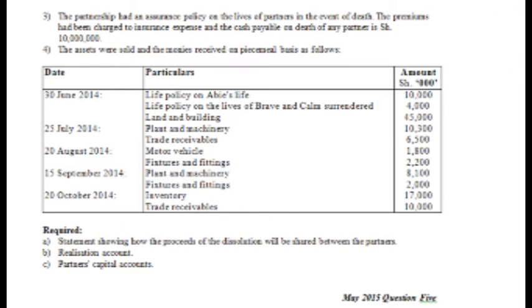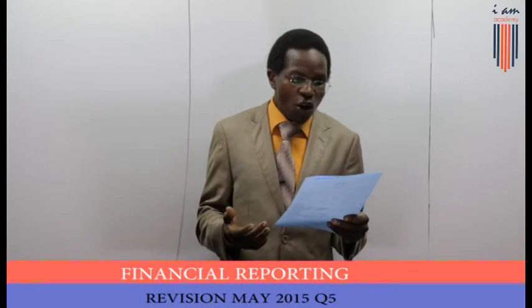Number 4, the assets were sold and the monies received on a piecemeal basis as follows. We have the dates: 30 June 2014, 25th July 2014, 20th August 2014, 15th September 2014, and 20th October 2014, with the particulars and amounts. Required: A, a statement showing how the proceeds of the dissolution will be shared between the partners. B, realization account. C, partners' capital accounts. That is 20 marks.